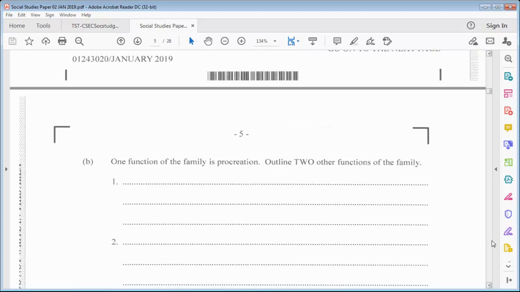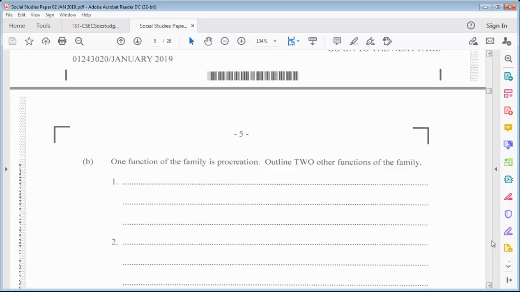All right, let's move on to the B part of this question. It says, one function of the family is procreation. Outline two other functions of the family. So they already give us one, procreation. What are some other functions of the family? Well, we know we have socialization. We know we have satisfying the emotional and psychological needs. We have a third one. We have satisfy the economic needs or financial needs.